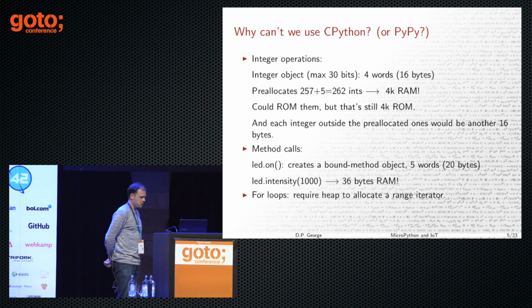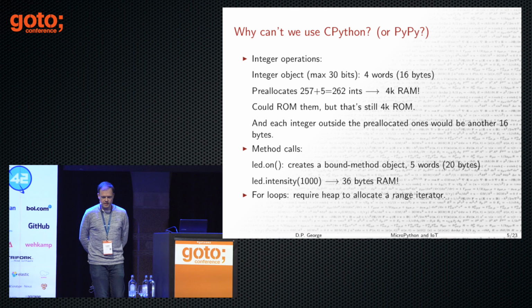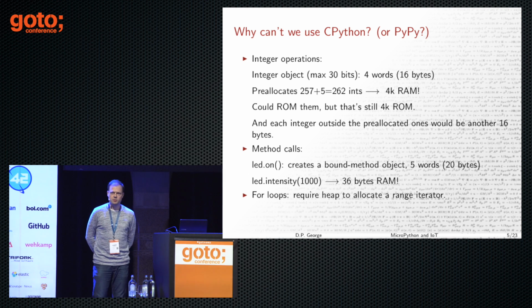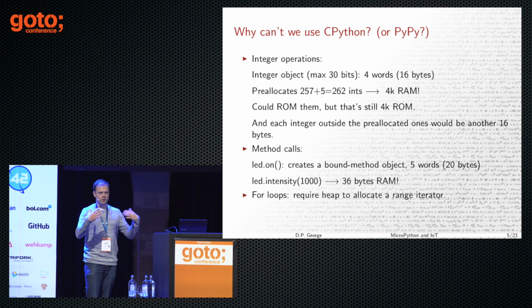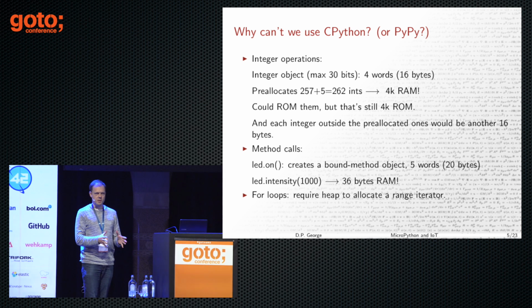So I guess the big question is, why can't we use existing implementations of Python, which is called CPython because it's written in C, and there are a few other implementations of Python. So why can't we just take one of those and compile it for a microcontroller and just run it on the microcontroller? The reason is that these existing implementations are quite intensive in terms of memory usage.